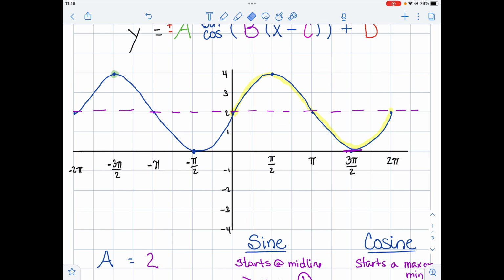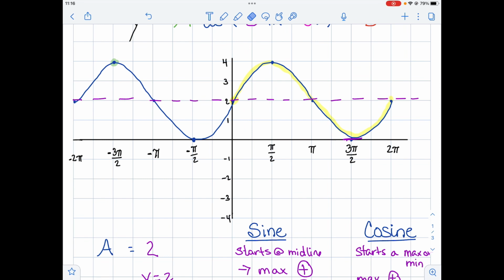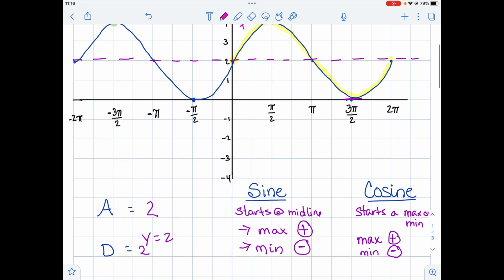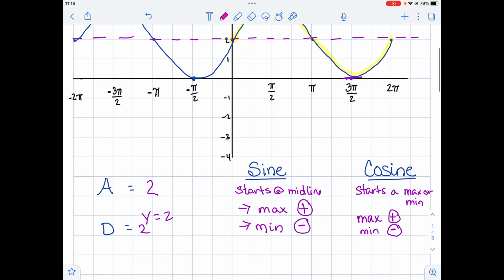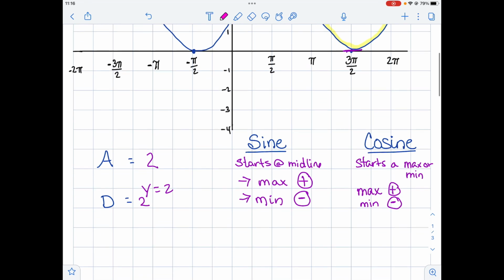All right, so the yellow highlighted part is a complete cycle of sine. Notice it starts at the midline and it's moving up, so we know it's going to be positive. So we'll make a little note that this is going to be positive. We already know our amplitude. We already know our D, our vertical shift. And we also need to find our period. So it starts at the y-axis, which is great, and one full cycle ends at 2 pi. So 2 pi is going to be our period. So we're going to use this to find B.